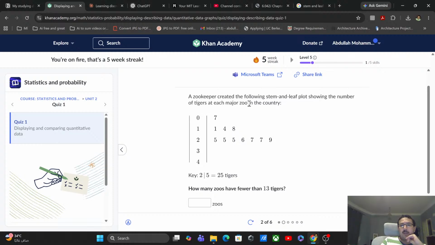A zookeeper created the following stem and leaf plot showing the number of tigers at each major zoo in the country. How many zoos have fewer than 13 tigers? 1, 2, 2.